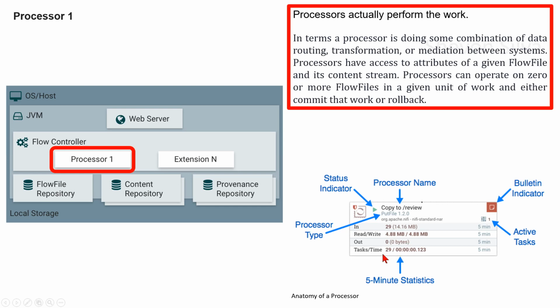Tasks/time. The number of times that this processor has been triggered to run in the past 5 minutes and the amount of time taken to perform these tasks. The format of the time is hours, minutes and seconds. Note that the amount of time taken can exceed 5 minutes because many tasks can be executed in parallel.